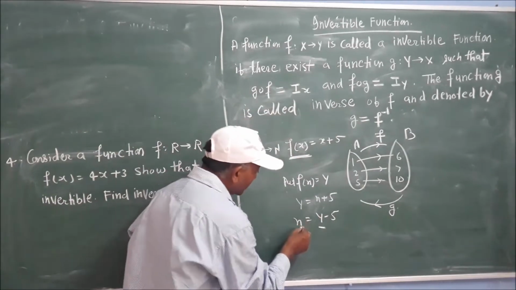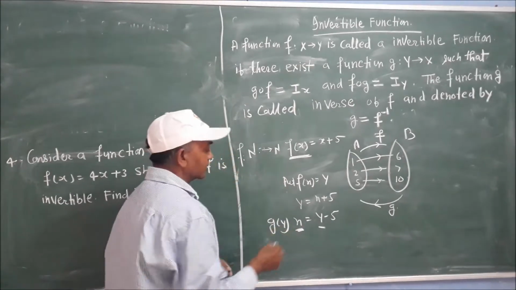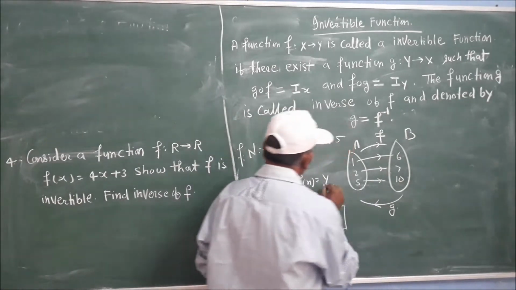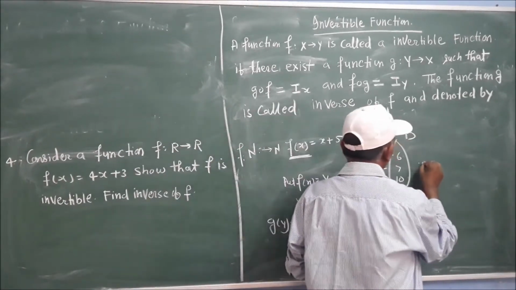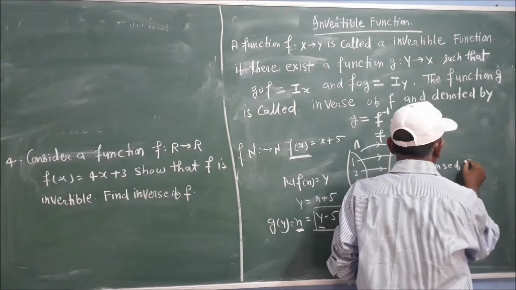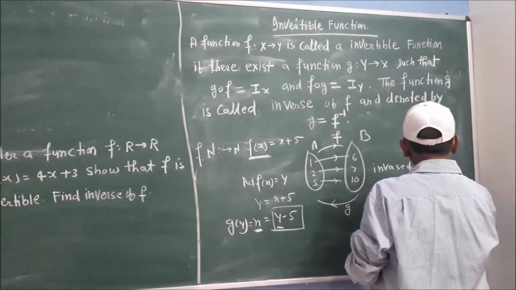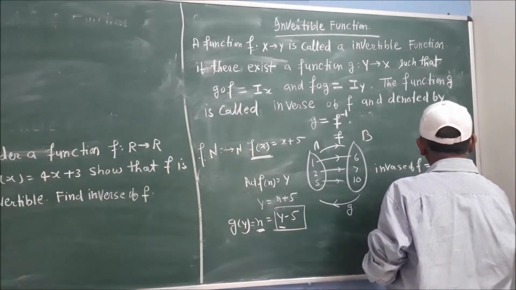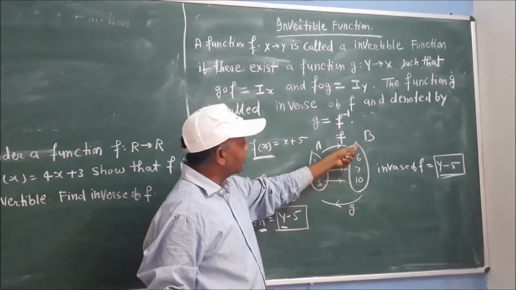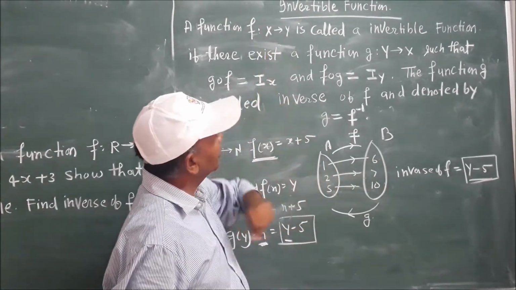So this function g is called g of y, because the function is in the form of y. So here the inverse of this function, inverse of f, is equal to y minus 5. Here y minus 5 is a function through which for every element of B we can find a unique element in X. This function is called an invertible function.